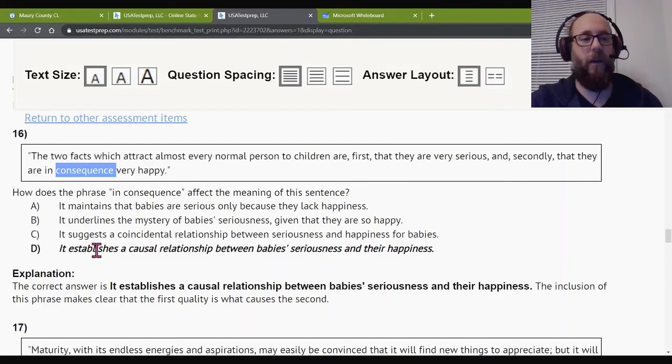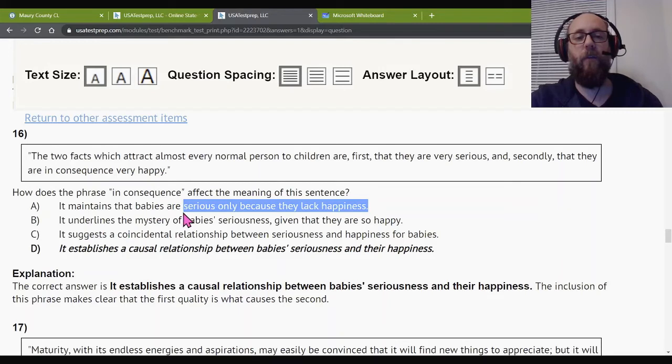So let's see what my answer choices are. A: It maintains that babies are serious only because they lack happiness. Babies are serious only because they lack happiness? That's not what this says. It says that first they are serious, and because of that, they're very happy. Okay, so A is wrong.